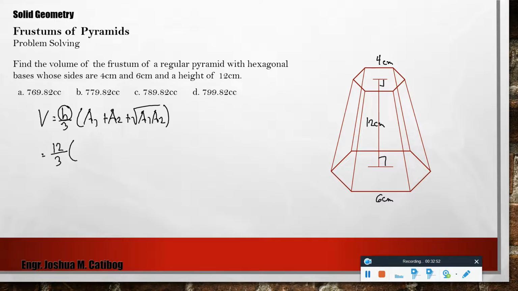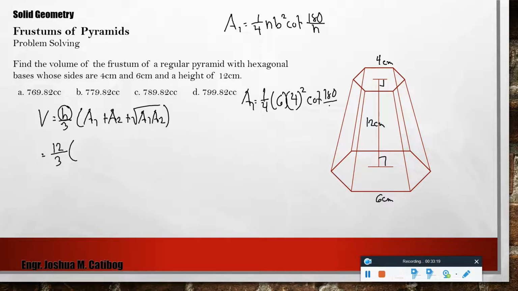So, ang kailangan po nating hanapin ngayon ay yung area 1. Sir, area 1 is what? An area of a regular hexagon. So, we can use this formula 1 over 4 n b squared cotangent of 180 over n. So, area 1 natin, kuhanin po natin 1 over 4. Ang n po, the number of sides is 6. Ang b po natin ay yung 4, so 4 squared. Then, cotangent of 180 over 6.